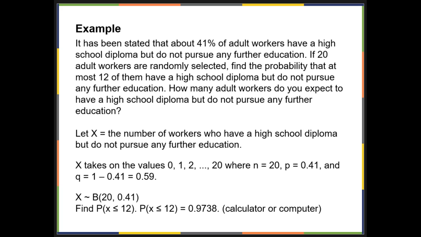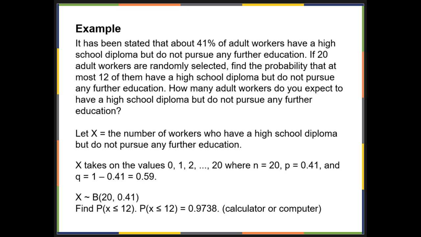In this example, it's been stated that about 41% of adult workers have a high school diploma but do not pursue any further education. If 20 adult workers are randomly selected, find the probability that at most 12 of them have a high school diploma but did not pursue any further education. How many adult workers do you expect to have a high school diploma but do not pursue any further education? So we're going to let X equal the number of workers who have a high school diploma but do not pursue any further education.